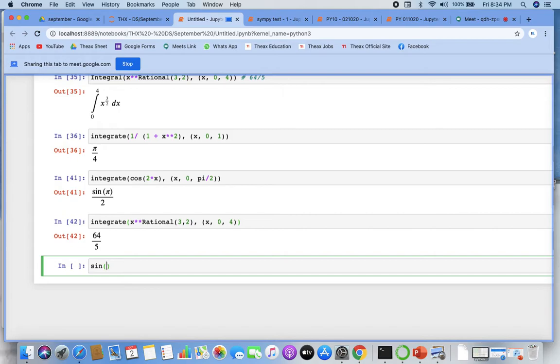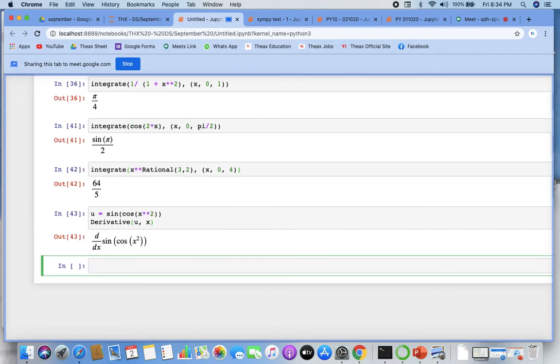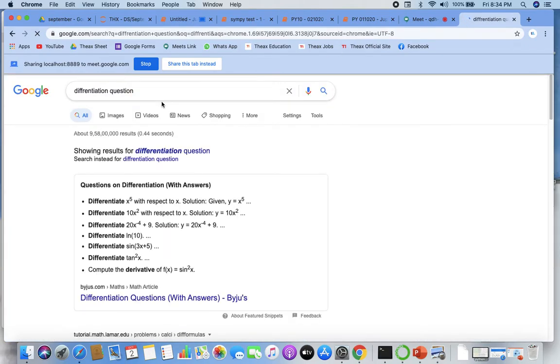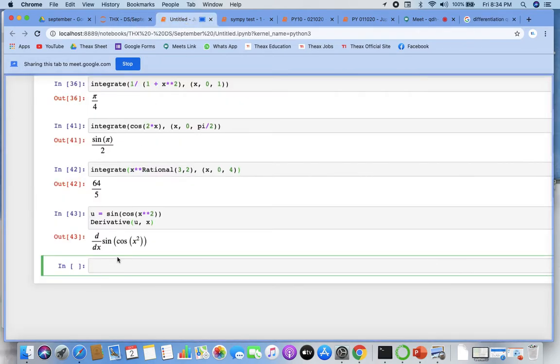Like sine, then cos, x square is your u. So find the derivative of u with respect to x. Quick. Cos of cos x square. Okay. Minus sine of x square, into 2x. Cos x square, minus of cos of x.